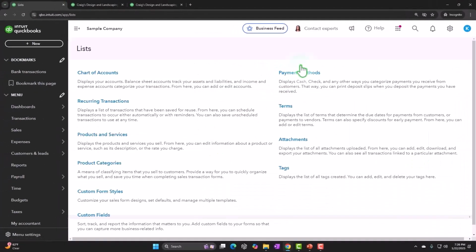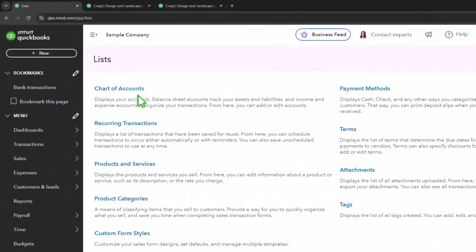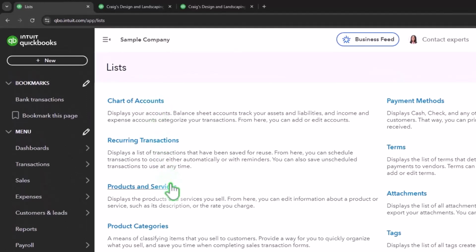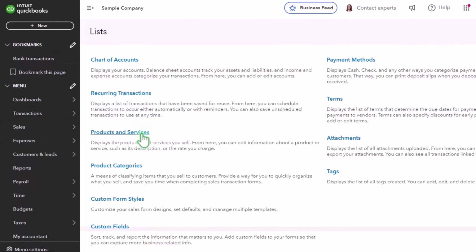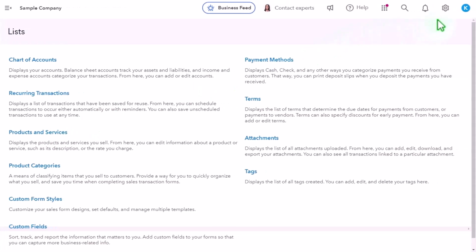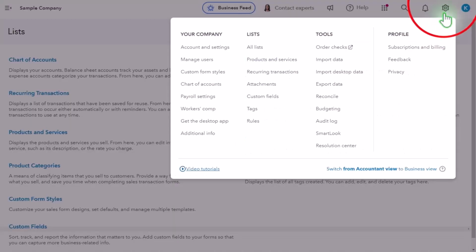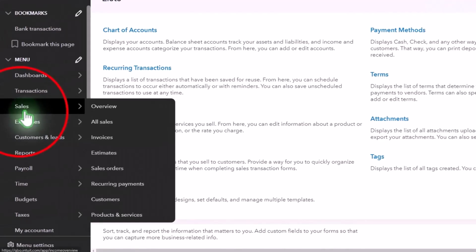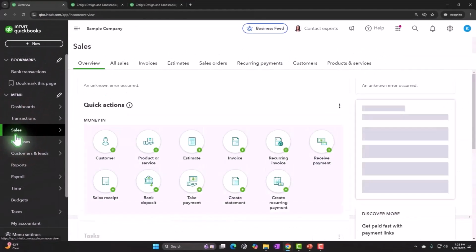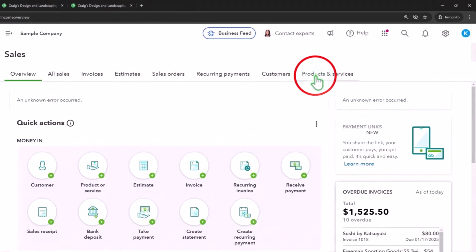So if we go into the lists, the ones that are most important will be the chart of accounts and the products and services. So the big ones are the chart of accounts and the products and services. We're now looking at the products and services. It's likely that you're probably not going to go into the cog as much. I would think that most people, when they're trying to get into this particular list, are going to use the other way to get there, which is over here in the sales tab. And then within the sales tab, we have the products and services.